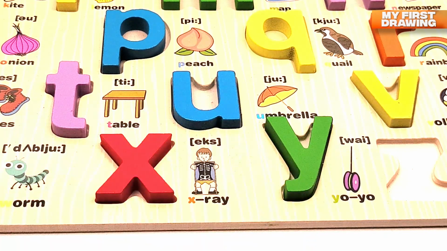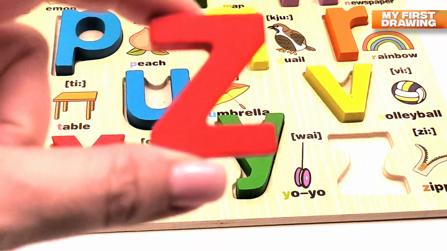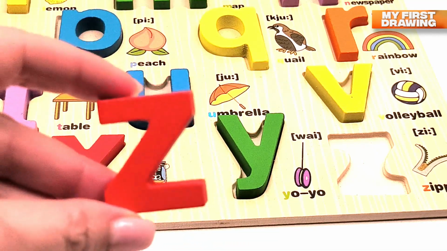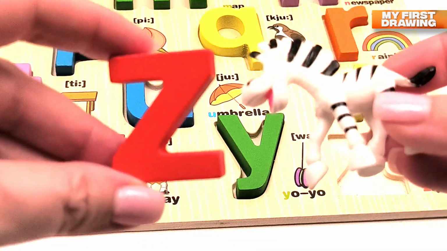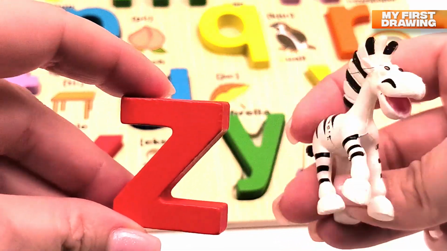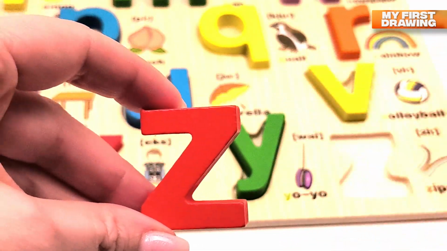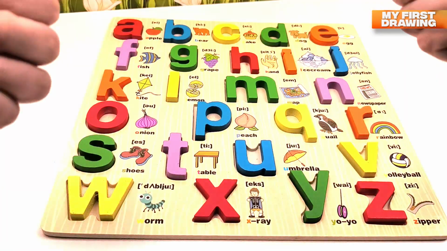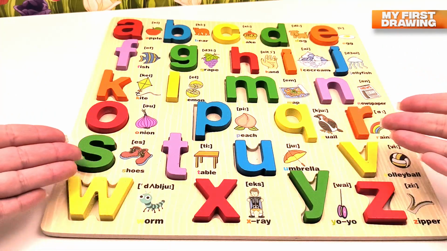Y. And here's the letter Z. Z is the last letter of the alphabet. Z is for zebra. Z. Great job! We put all our letters in their places.